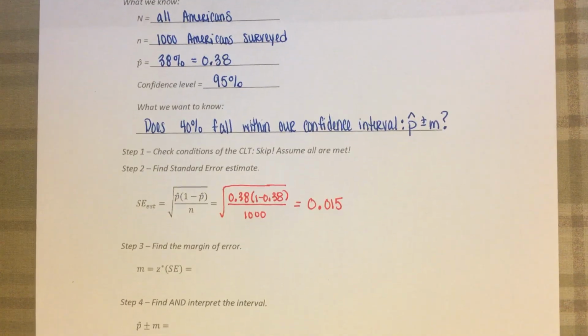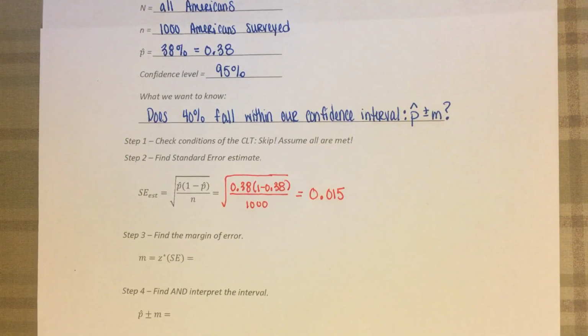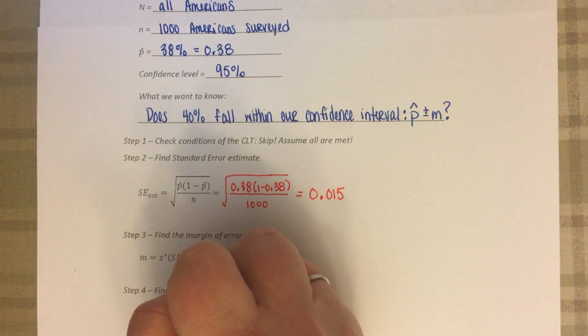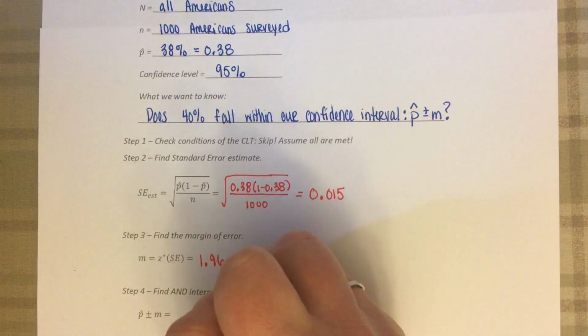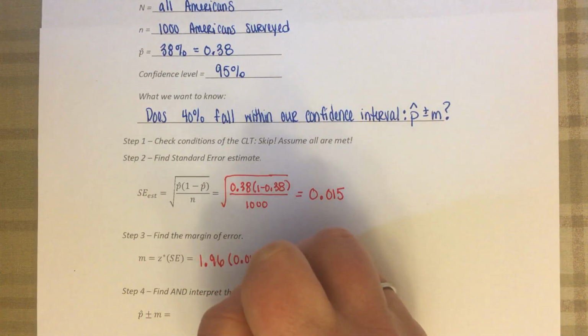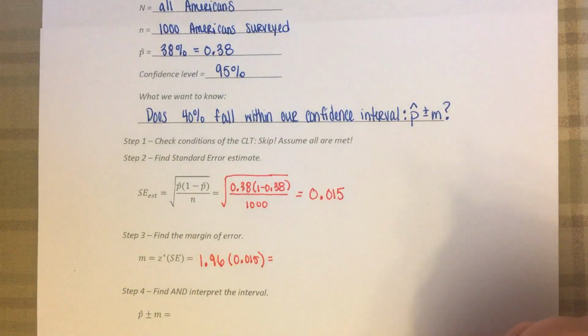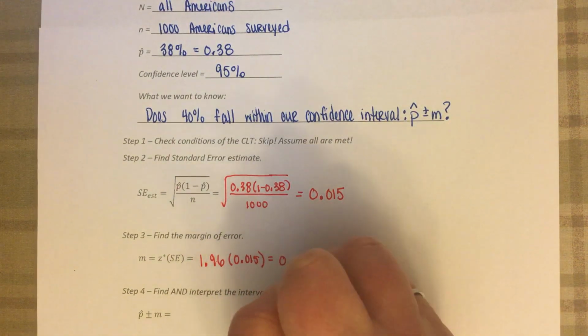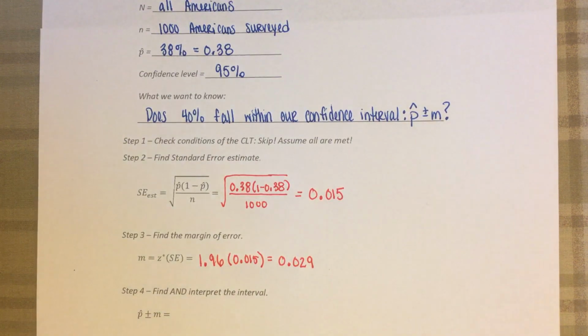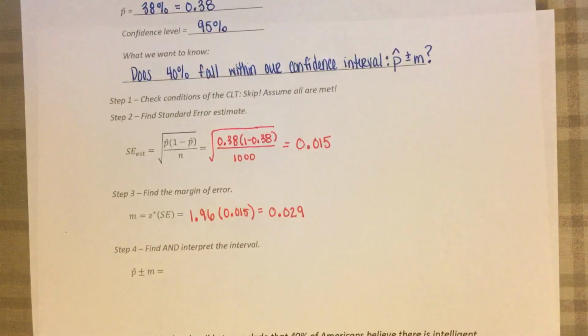Our margin of error, our z star, just like it was in the last problem, since we have a confidence level of 95%, our z star is going to be 1.96. So we're going to take this times our 0.015, and then generally speaking, we're going to round our margin of error to 3 decimal values, right, to get 0.029. Same thing with our standard error. Right. Then we're going to find and interpret our interval.